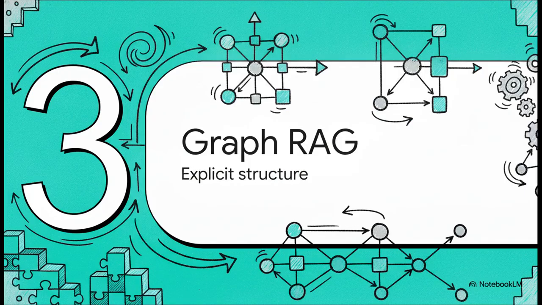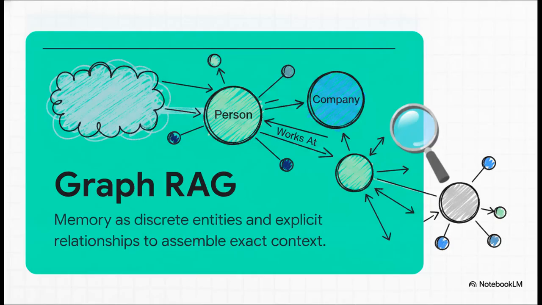Section 3. The graph RAG revolution. Adding explicit structure to knowledge. Now we're getting to the fun part. This is how we actually fix that multi-hop bottleneck. Graph RAG fundamentally changes the game for how AI memory is stored. Instead of that fuzzy cloud of numbers we just talked about, it represents memory as discrete entities, which we call nodes, and explicit relationships, which we call edges.